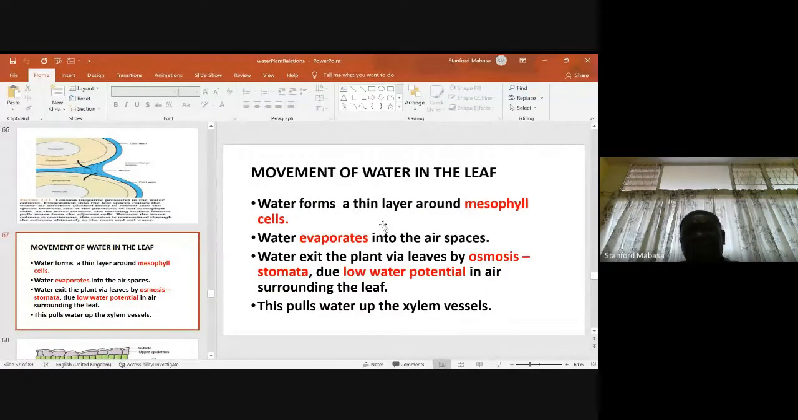Now let us talk of water which has reached the leaf. What is actually going to happen to it? Water can form a thin layer around the mesophyll cells. Water can evaporate into the air spaces. You should remember that water exits the plant via leaves by osmosis.